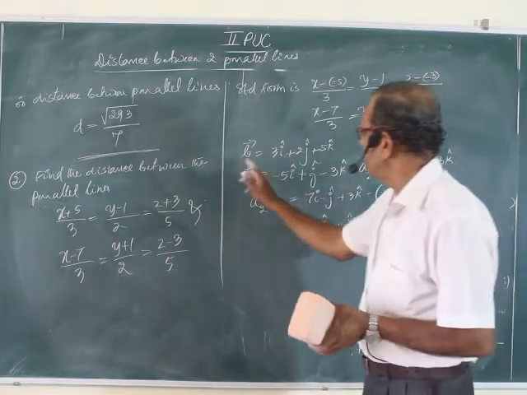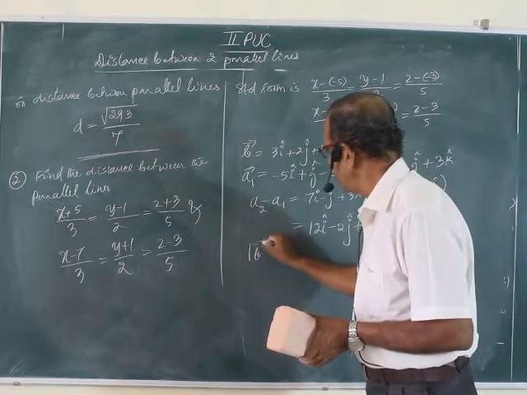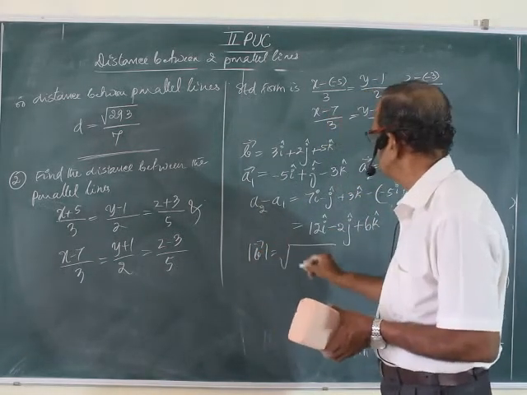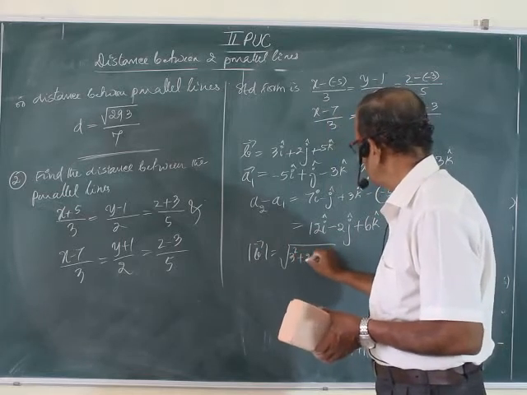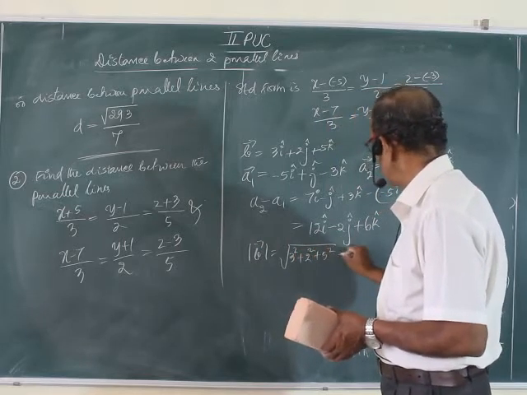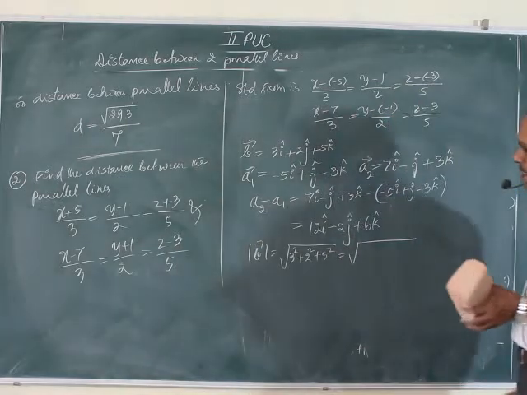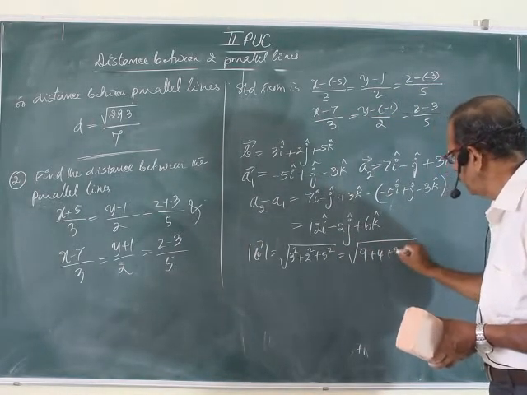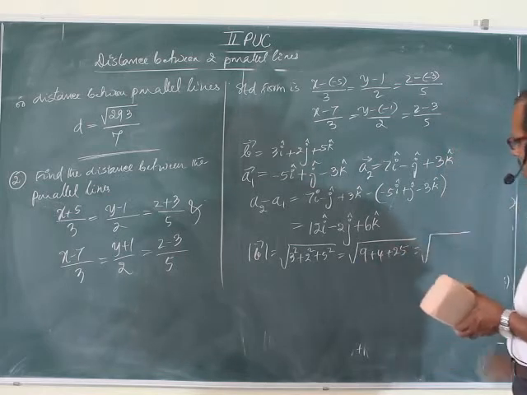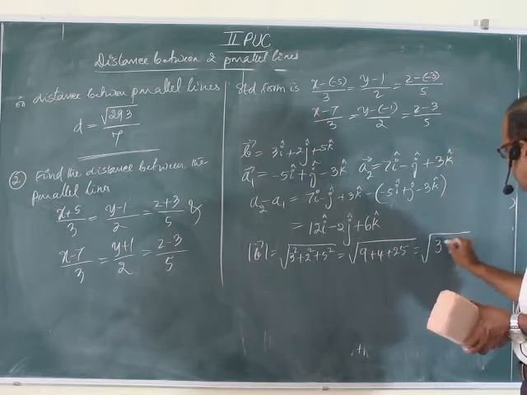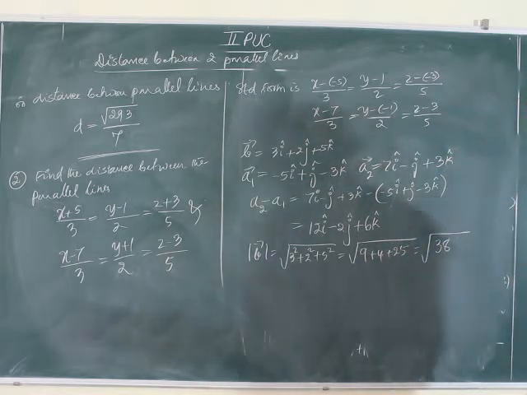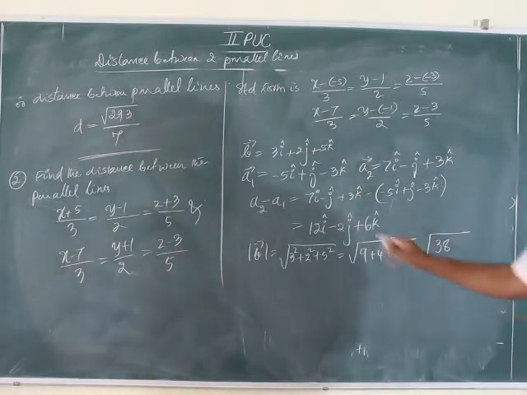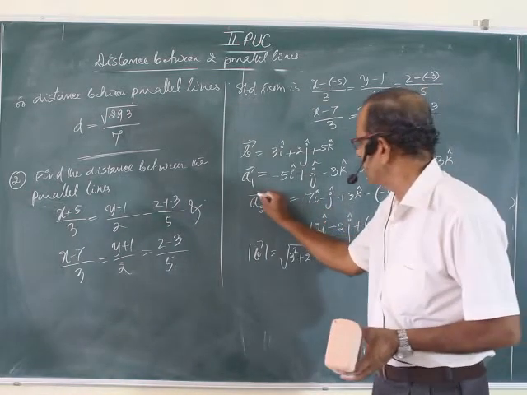a2 minus a1 over mod b. Let me calculate now itself. 3 square, 2 square, 5 square, mod b square is 9, 4, 25, 29, 38. Just verify whether it is so.